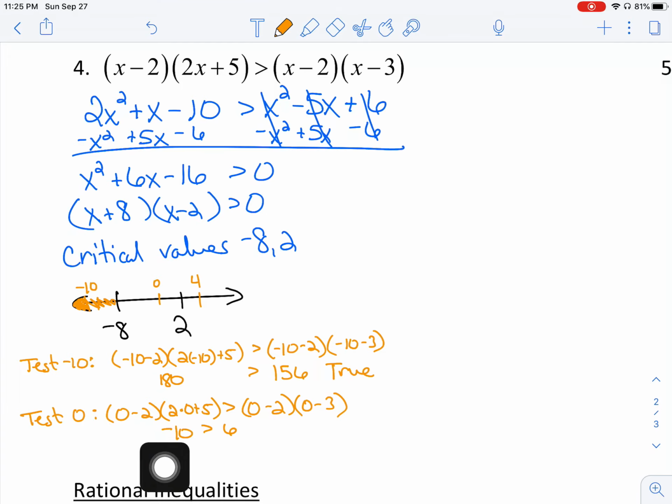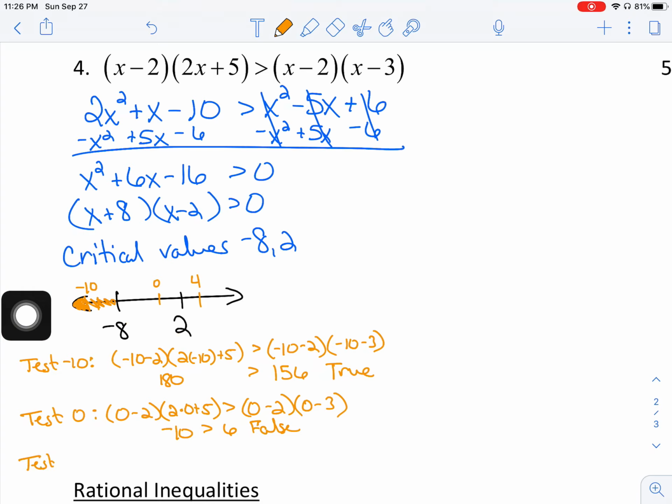So we have a statement that says negative 10 is greater than 6. No, it's not. All right, false statement. So that tells me that the numbers between negative 8 and 2 do not work. I want to test 4 and see what happens there.